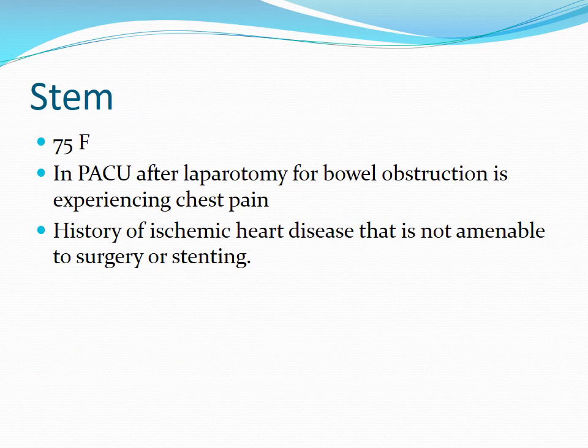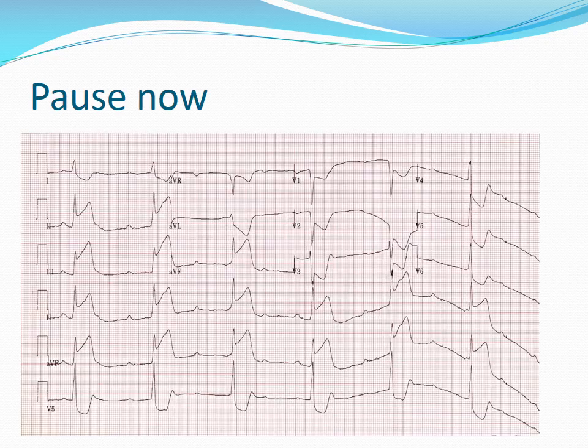Now we have a 75-year-old female in PACU after laparotomy for bowel obstruction, and she's experiencing chest pain. She has a history of ischemic heart disease that is not amenable to surgery or stenting. Please interpret this ECG. Pause now for your own answer.